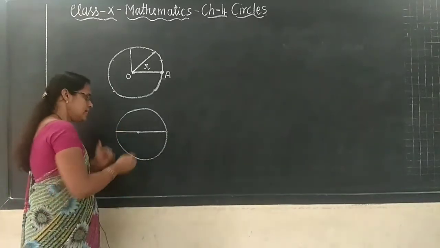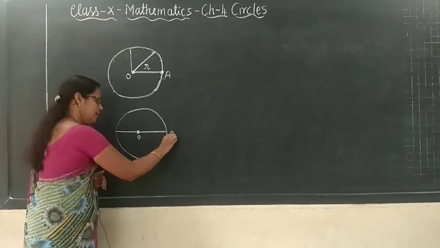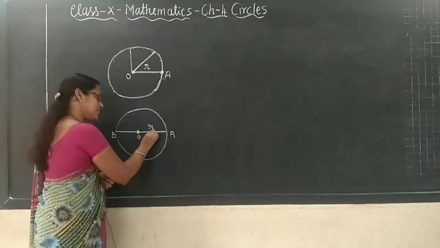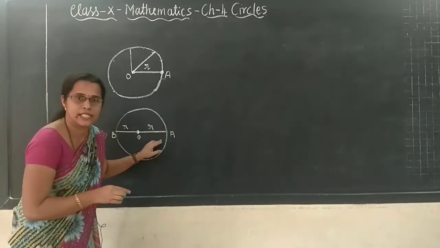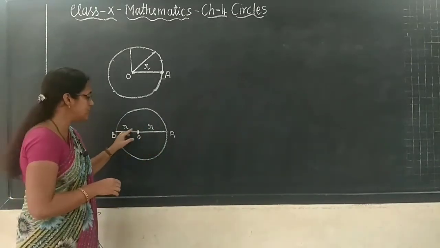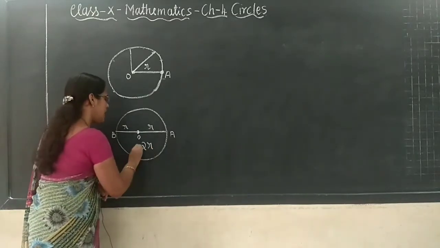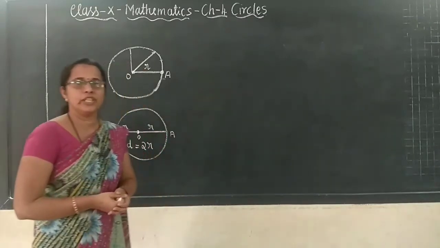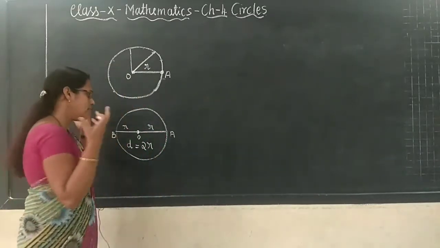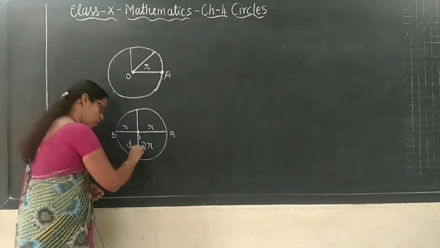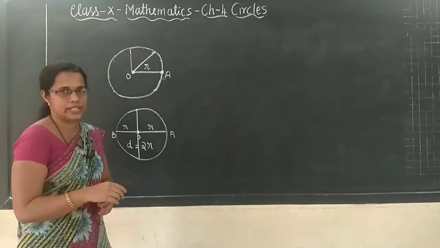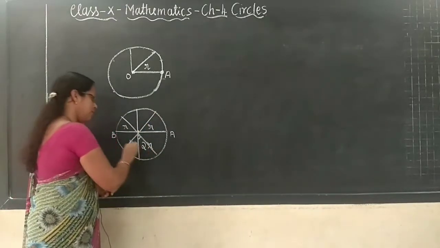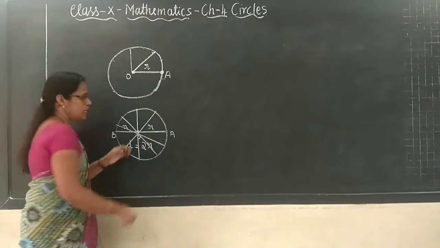So here, O, A, B. OA is the radius, OB is the radius. That means twice the radius. Radius plus radius is twice the radius, and that is called the diameter. Okay children, how many diameters can be drawn in a circle? An infinite number of diameters can be drawn, all passing through the center. Not only this one, so many diameters we can draw. So these are all diameters.